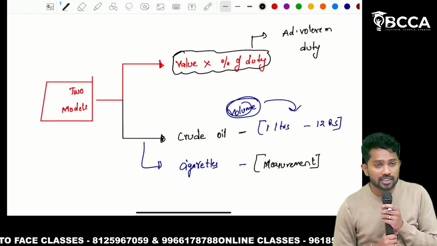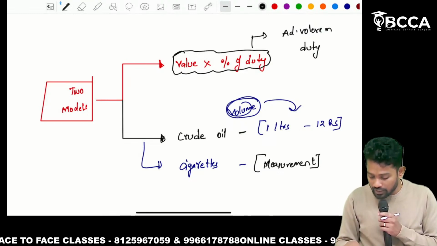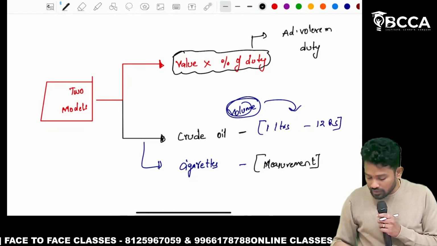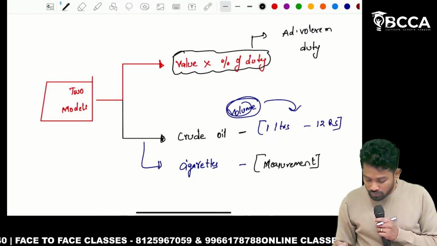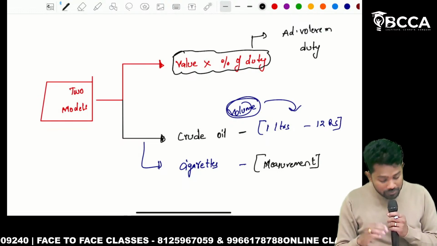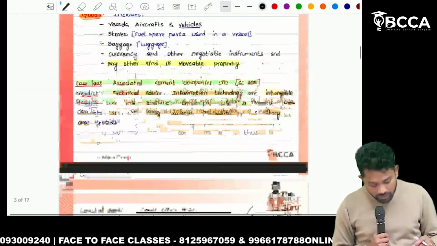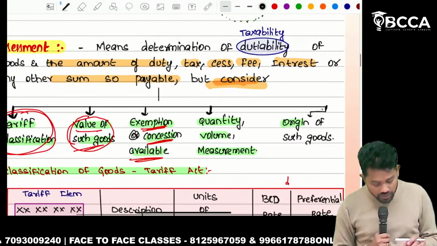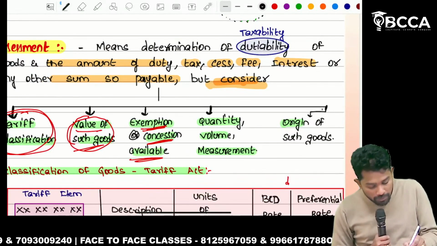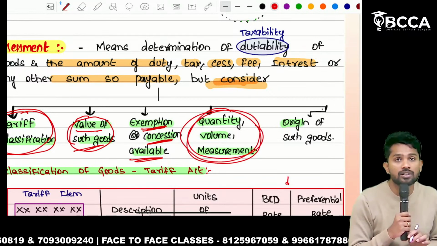Length of the cigarette. If it is a lengthy cigarette, then the customs duty will be higher. If it is a shorter one, then the customs duty will be less. So for the levy of customs duty, this measurement volume can also be a base. That's why, for certain goods, it's not for every good, these are the parameters. That's why these are also needed.